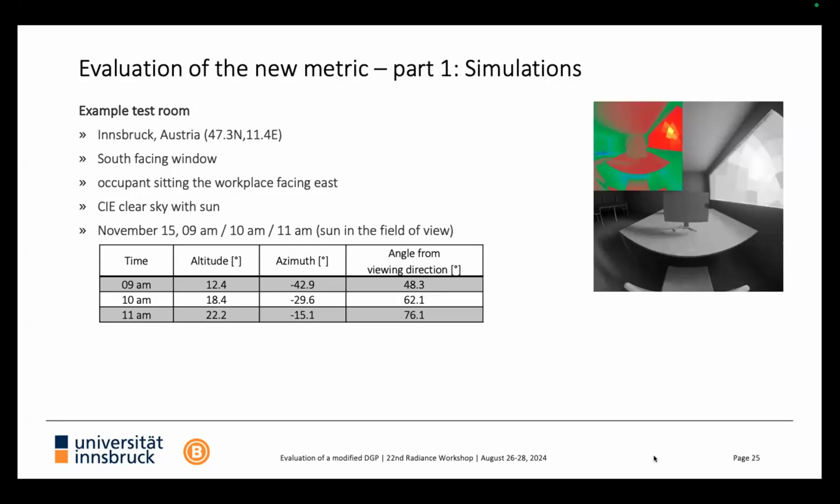So we said, okay, let's go back to the simulation and have a look. What does that mean, and how do the DGP numbers change if we apply that to our renderings, our simulations? So we set up this test scene that's more or less mimicking not the office space, but the facade orientation and the time where I started doing the simulations in my office in Innsbruck. On November 15th, I sat there looking east and said, okay, what would happen here? Took 3 different time steps where you see the angle from the viewing direction is between like 45 and 75 degrees. So it is really in the periphery of the view where you see the sun penetrating through the facade.